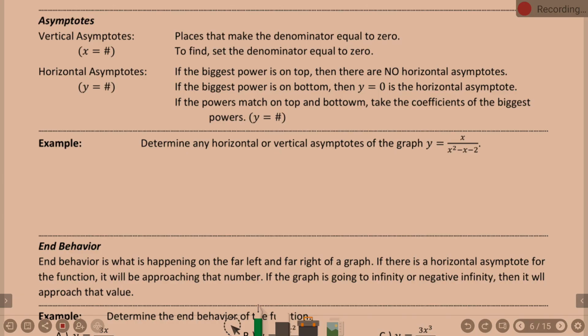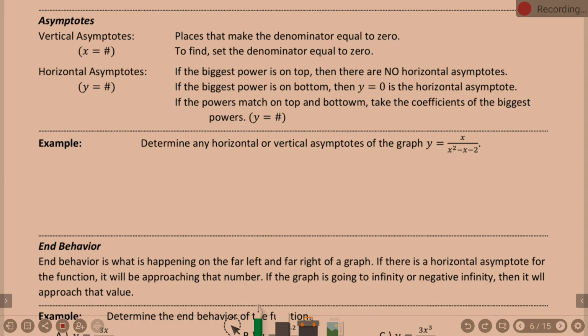Now, it doesn't mention holes here, but in relation to yesterday, as long as the factor doesn't cancel, it's a vertical asymptote. If that factor in the denominator cancels, then it becomes a hole instead of a vertical asymptote.